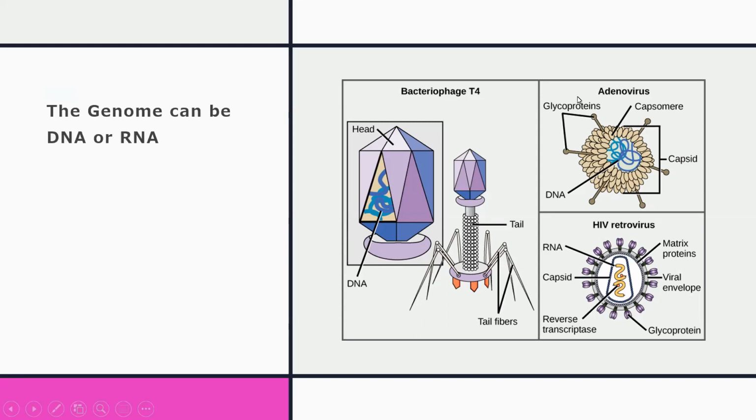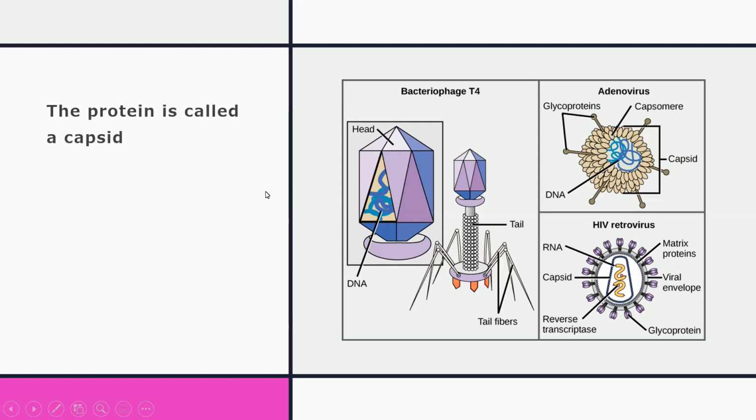Now, the other thing that's interesting about viruses is that they have very diverse genomes. They can be DNA or RNA. And so if we look at these different example viruses, we see the genome in here. We see a DNA virus here, a DNA virus here, and an RNA virus here, right?